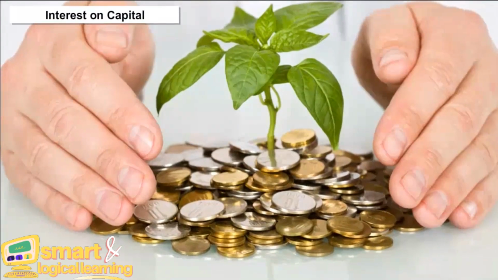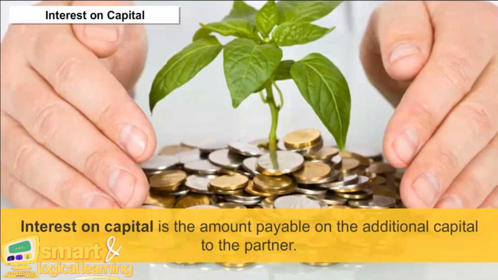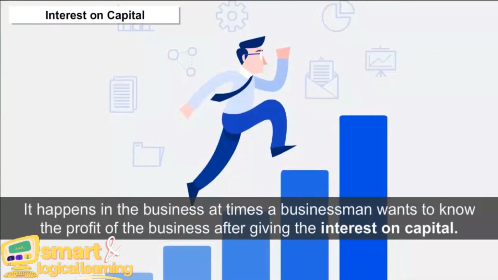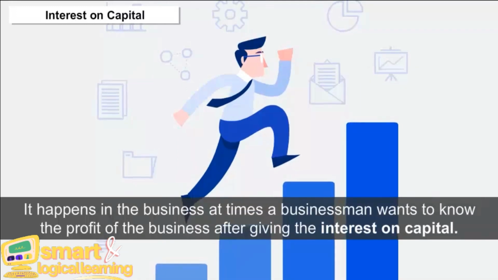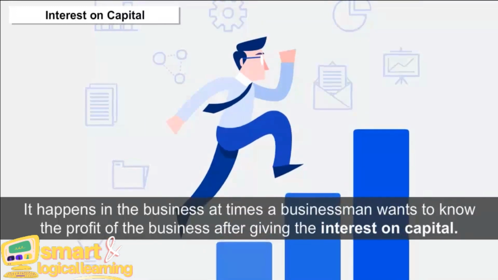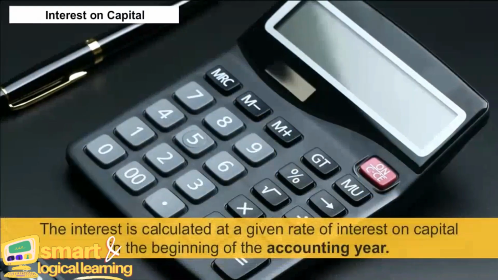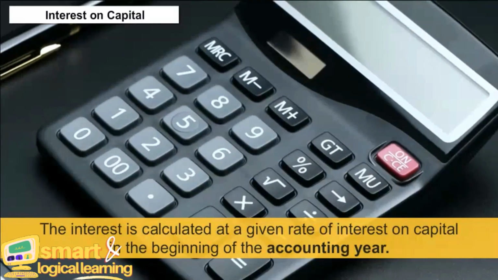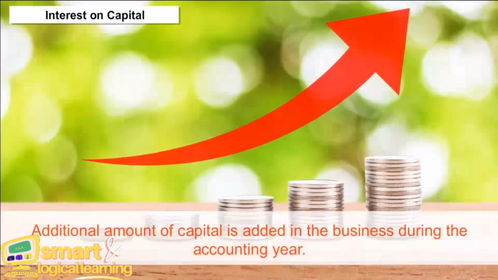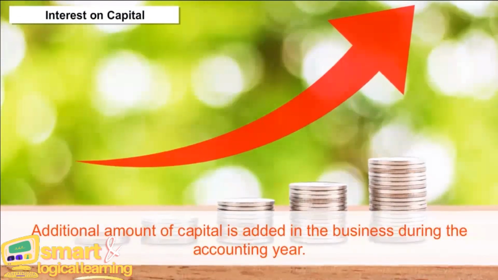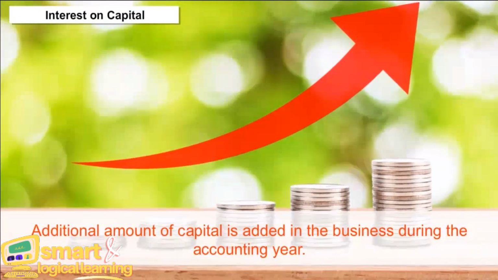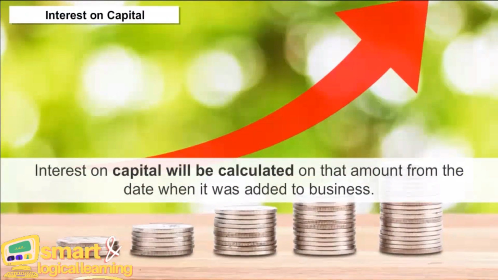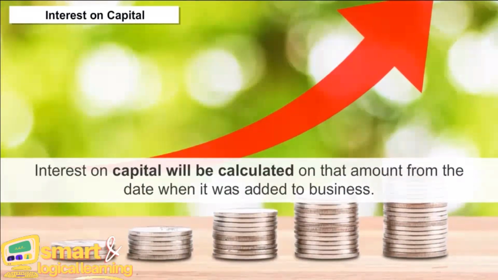Interest on capital. Interest on capital is the amount payable on the additional capital to the partner. It happens in the business at times. A businessman wants to know the profit of the business after giving the interest on capital. The interest is calculated at a given rate of interest on capital at the beginning of the accounting year. If additional capital is added in the business during the accounting year, then the interest on capital will be calculated on that amount from the date when it was added to the business.